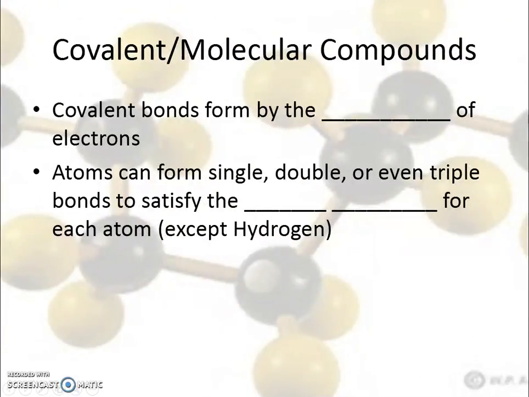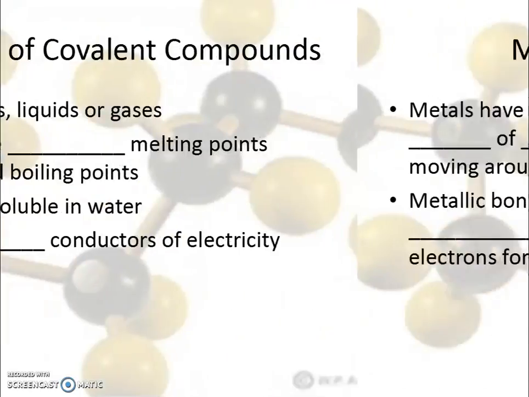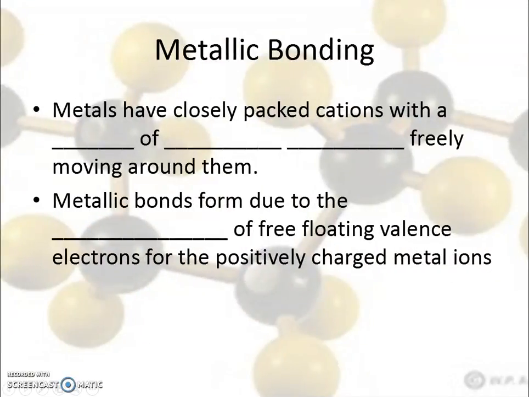A covalent compound or a molecular compound is formed by the sharing of electrons. Atoms can form single, double, or even triple bonds to satisfy what we call the octet rule for each atom, except for hydrogen, because hydrogen can only hold 2 electrons. It can't have 8. Properties of covalent compounds: these can be solids, liquids, or gases. They tend to have low melting points and low boiling points. They don't always dissolve in water, and they are poor conductors of electricity. We call them insulators.